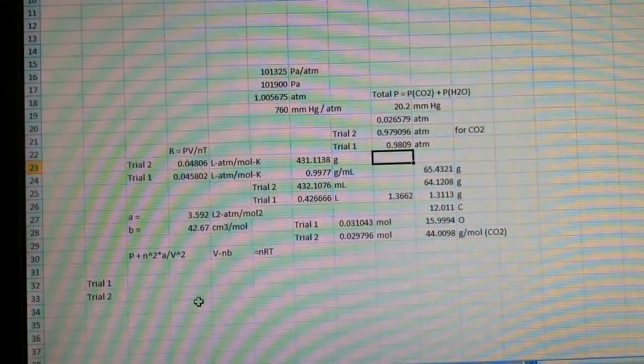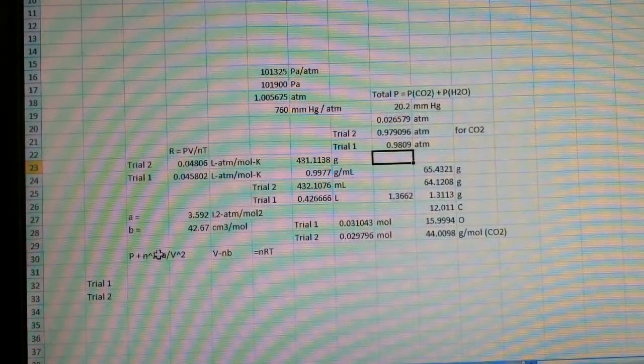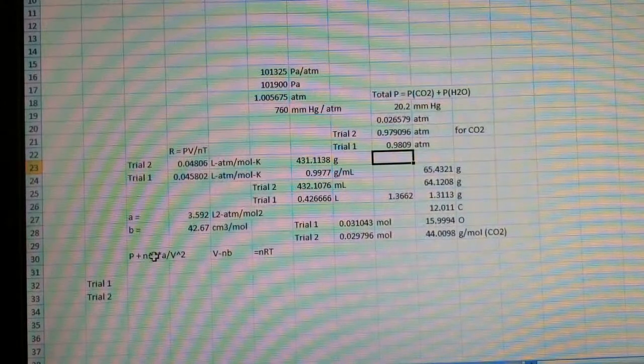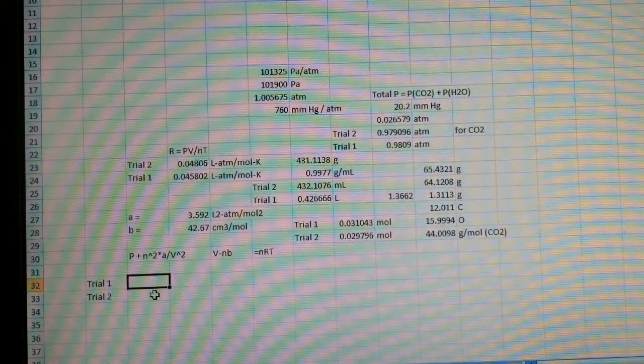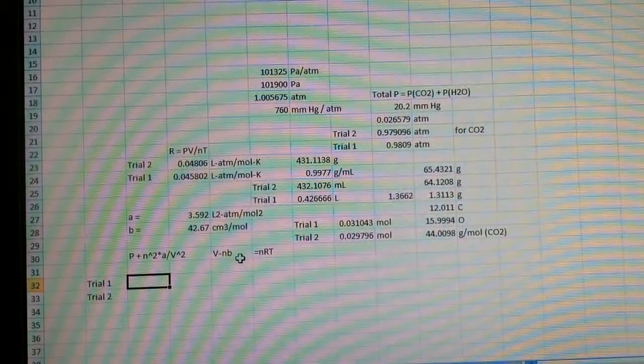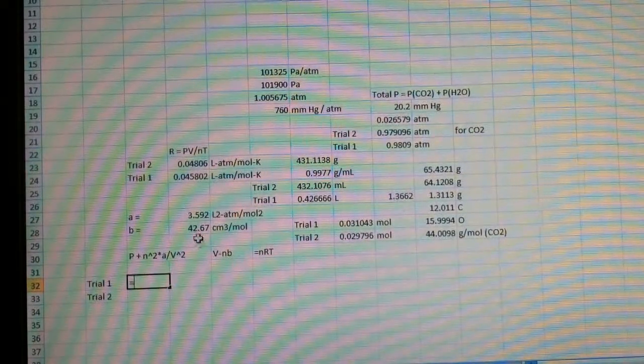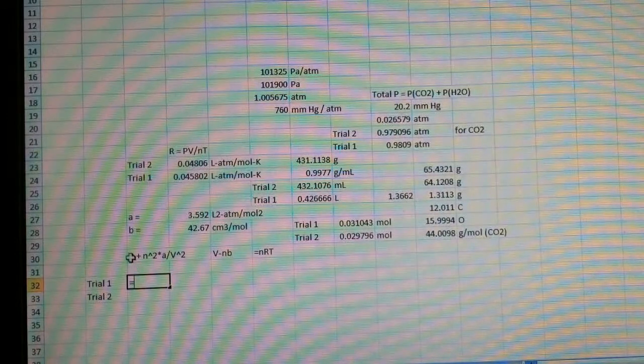Okay, so what I've done is brought in that formula for the van der Waals equation, and it looks kind of like this, and I'm going to do this for trial 1 and trial 2. Alright, our data is kind of scattered around, but we will work with that. Alright, so for trial 1, here is my trial 1 pressure.